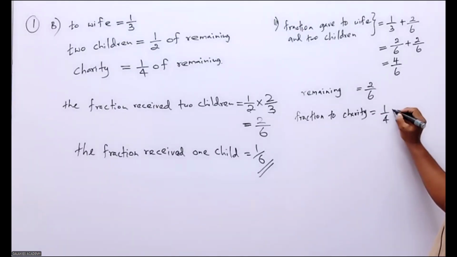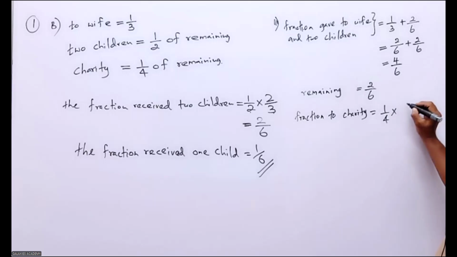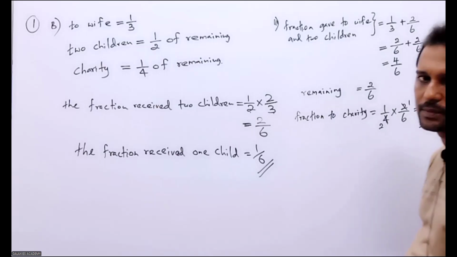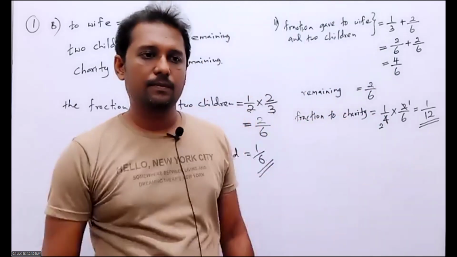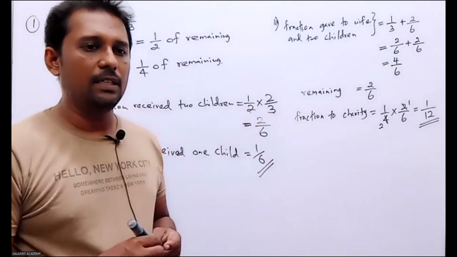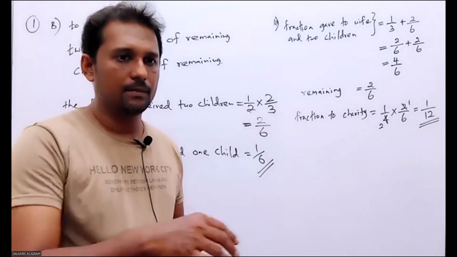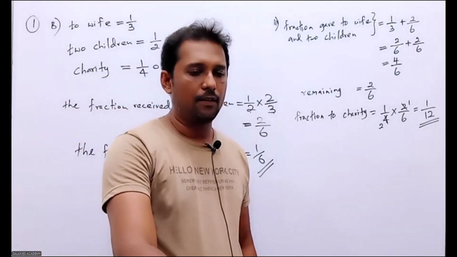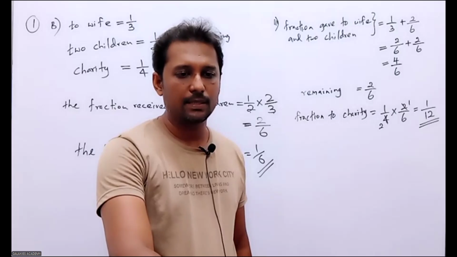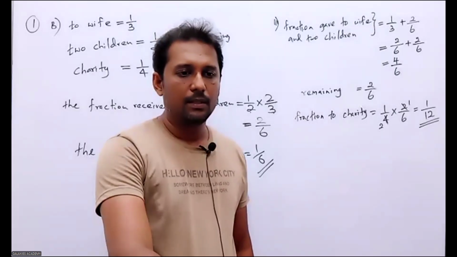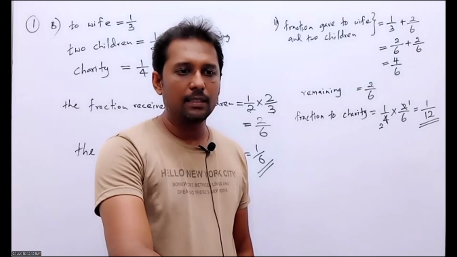Then you can find the fraction to charity. 1 over 4 of, meaning multiply, remaining is 2 over 6. Then I can simplify this 2 and 4. I can divide by 2. So what is the answer? 1 over 12. Right? 1 over 12. It is the fraction he donated to the charity. Right? Carefully, you have to think like these questions. It is the second part. Then the third part given what?